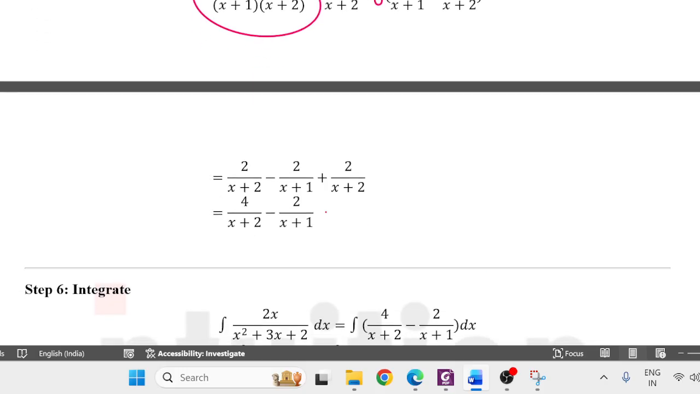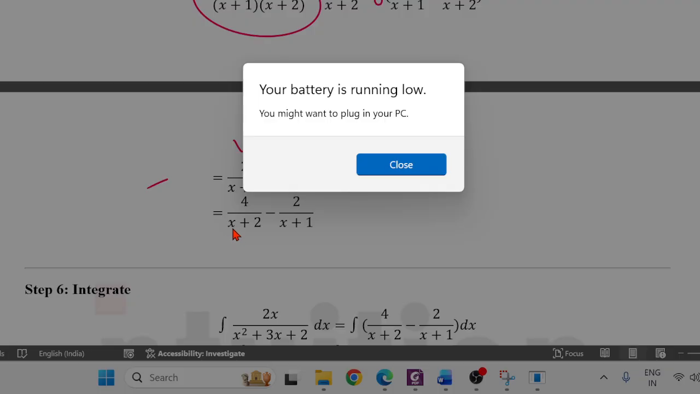If you open the bracket, here it will come 2 divided by x plus 2. Open the bracket, minus, and I hope you understand that this minus and this minus will become plus. Minus into minus is plus. For that reason, here we wrote plus. So it is 2 divided by x plus 2. So coming back to the point.